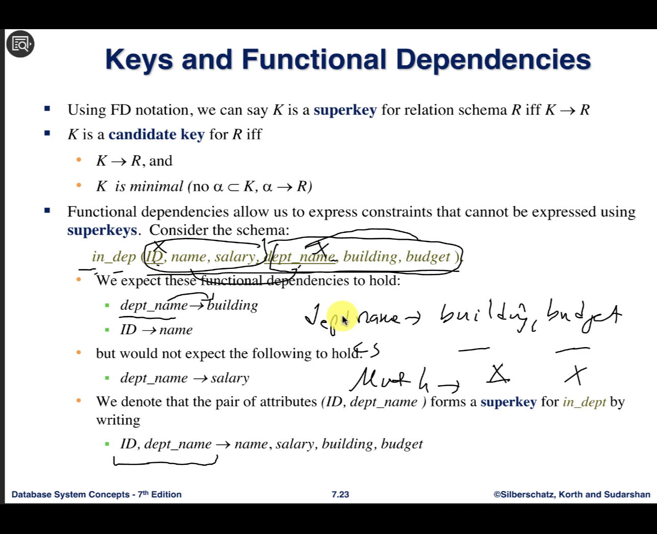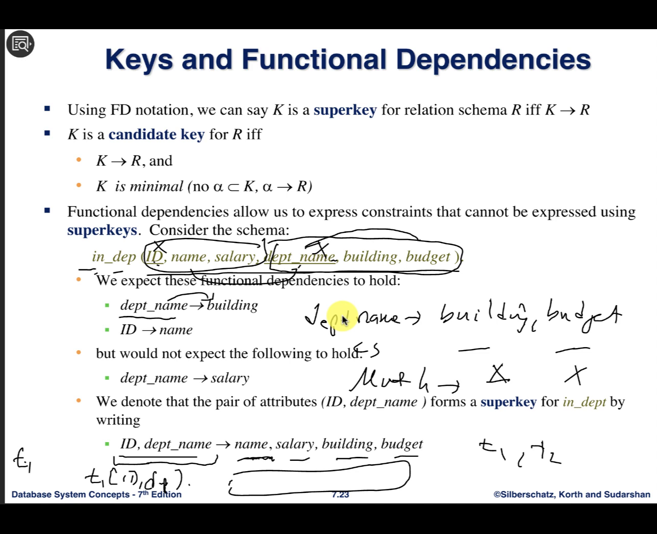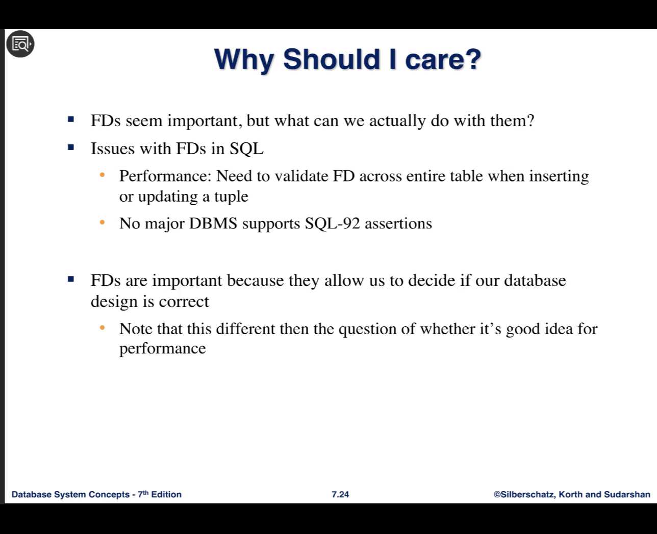So in this case, for the ID and department name, for any two tuples T1 and T2, if they agree on the value of the ID and the department name, they must agree on the value of the name, salary, building, and budget. But since it's going to be the key, this will only happen if T1 is equal to T2. That means I'm talking about the exact tuple. The generator can tell me whether it's a key or not, whether the functional dependency holds or not.